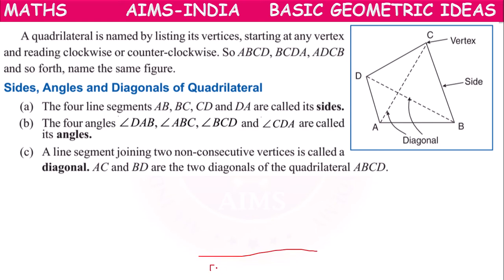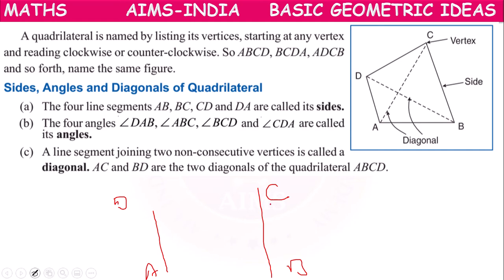Or if you take AB and CD, there is no common endpoint between them. So this line is separate, this line is separate. So they are not adjacent. They are said to be opposite sides. The sides which are not adjacent are said to be opposite sides. Or if you take BC and DA, these two lines also don't have any common endpoint. So these two are not adjacent. These two are considered to be opposite sides.